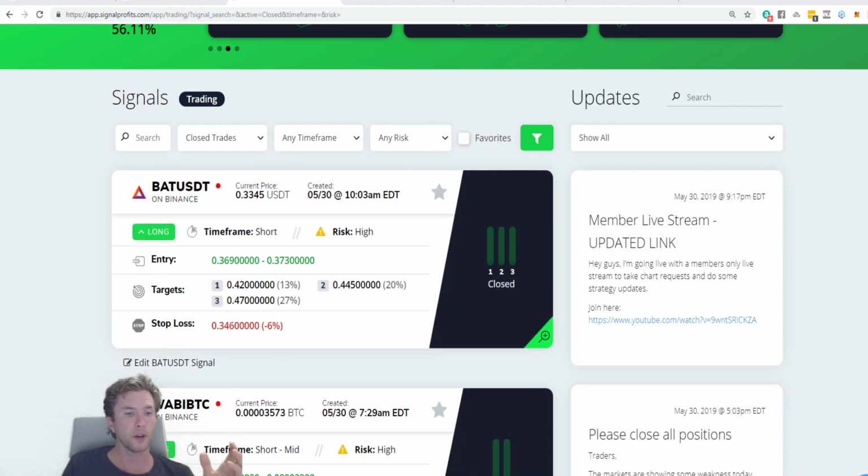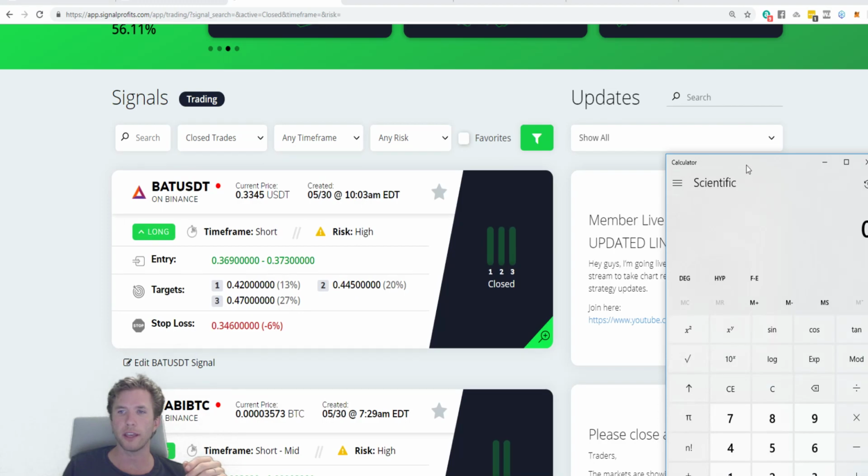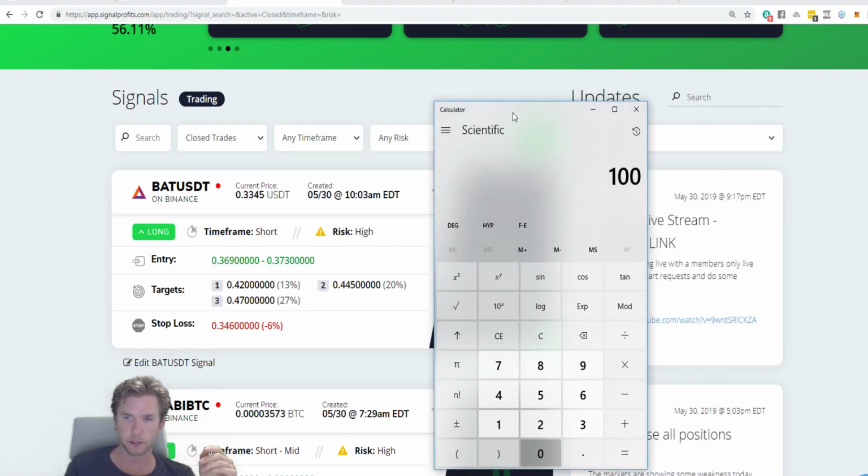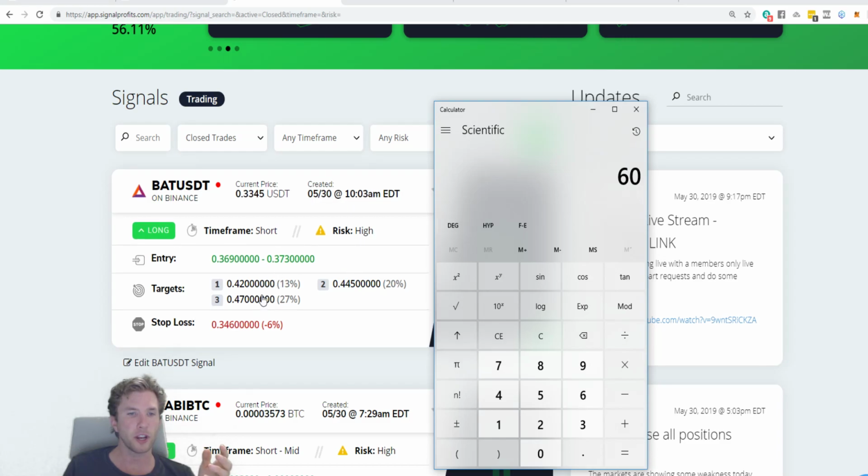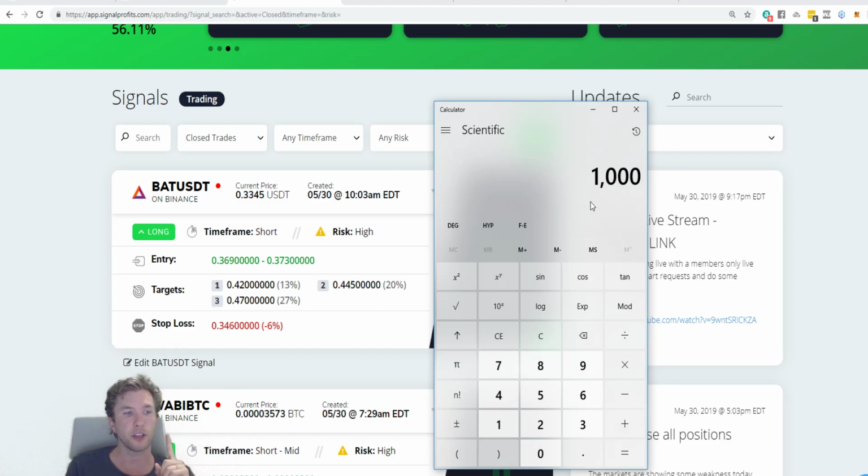But your total risk, so let's say your portfolio is $1,000. If you put $1,000 into this trade, you're going to risk $60 on this trade, but that's 6% of your total portfolio. Now if you want to reduce your risk and on $1,000 you only want to lose $10, so you get 1%.